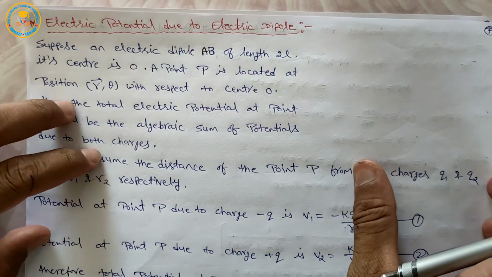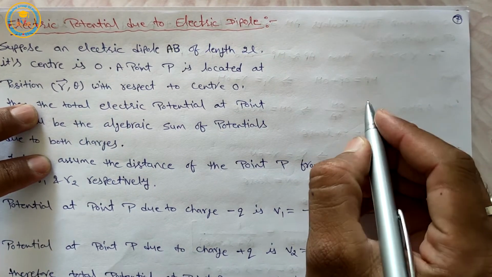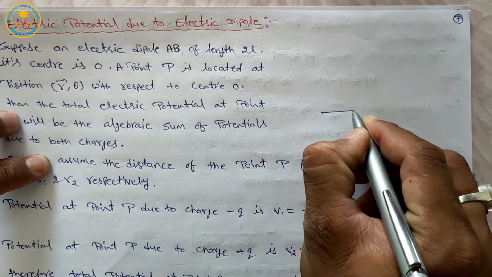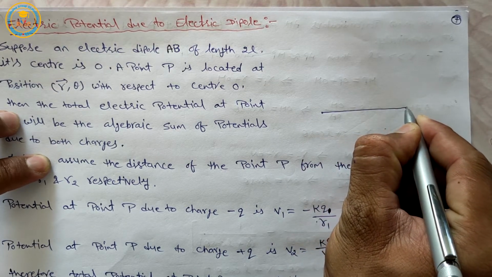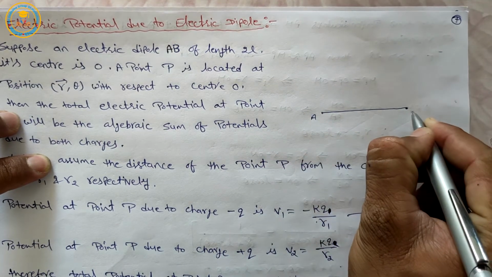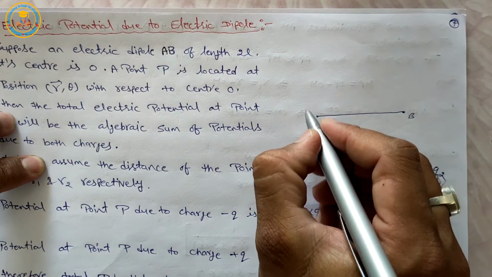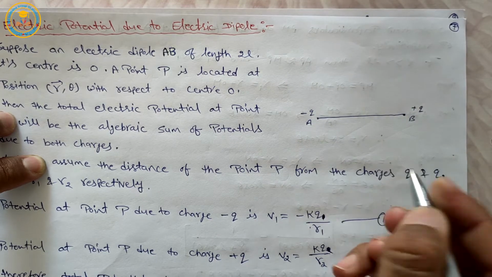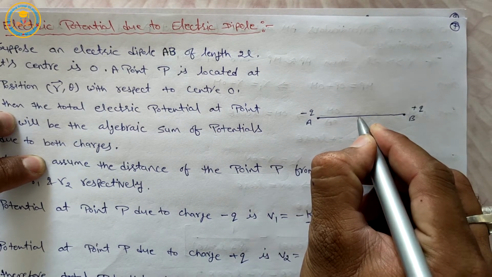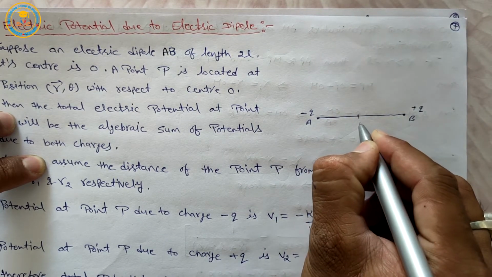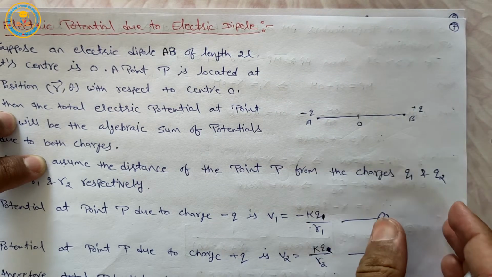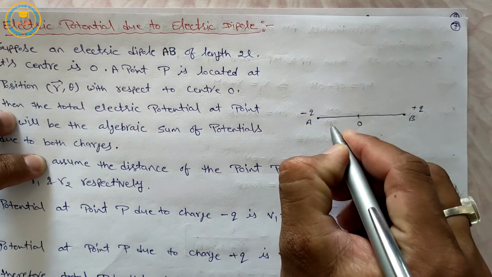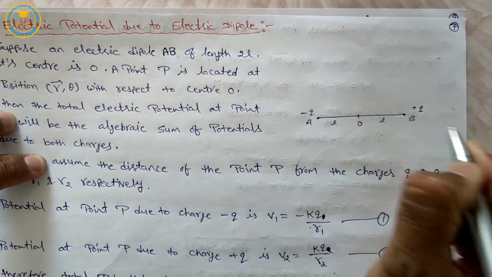Okay. Now suppose an electric dipole AB like this. This is an electric dipole AB. Here charge minus q is placed and here charge plus q. This is the center of this electric dipole, and the length of the electric dipole we consider 2L. So this length is L and this is also L.